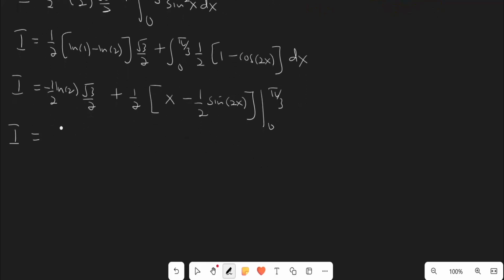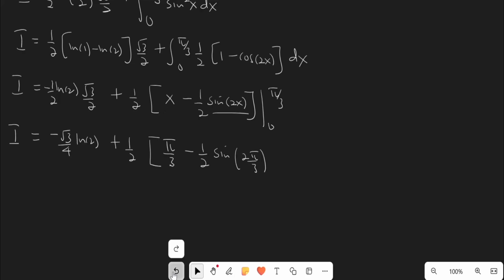Now our limits, you can simplify this. This is negative square root of 3 over 4 ln of 2. And that is multiplying these guys out. Plus 1/2. Then we can now plug in our limits here. The upper limit first, which is pi over 3 minus 1/2 sine of 2x. That is going to be sine of 2 pi over 3. When we plug in 0 again, this is going to be 0 because sine of 0 is 0, and then 0 here, everything becomes 0. So the lower limit evaluates to 0.